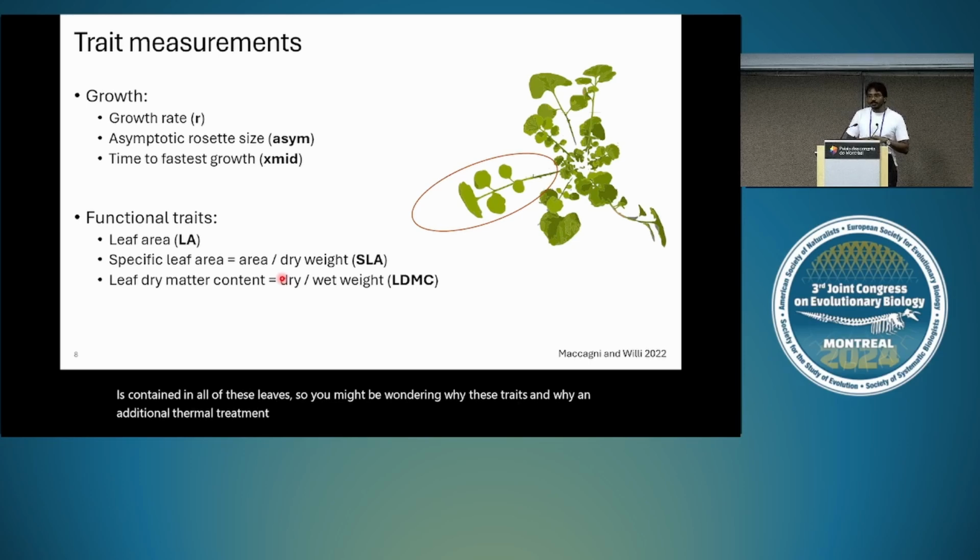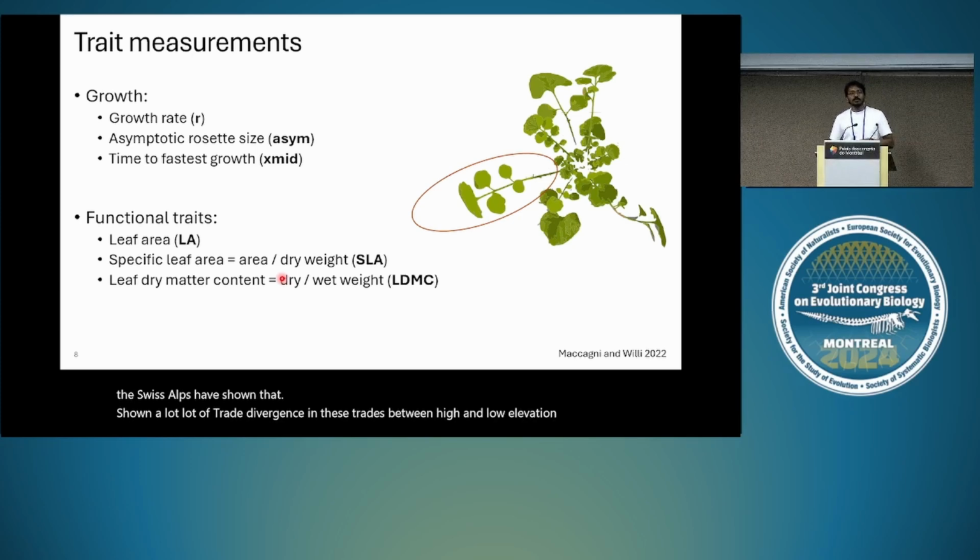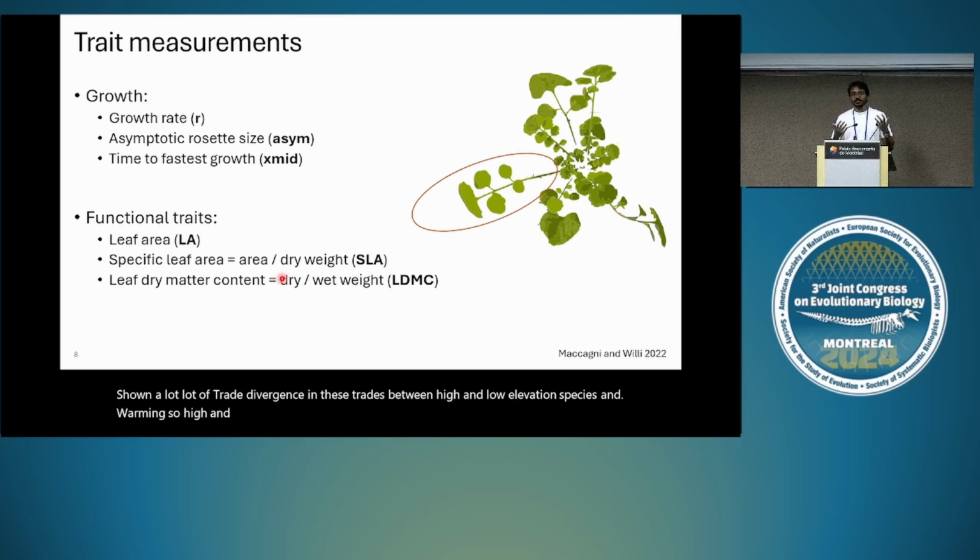Previous macroevolutionary studies on 100 Brassicaceae species in the Swiss Alps have shown a lot of trait divergence in these traits between high and low elevation species, and warming, so high and low elevation species show really divergent responses when they're grown under warmer conditions. In general as well, alpine plants are very, very sensitive to warming, so this sort of treatment made sense.